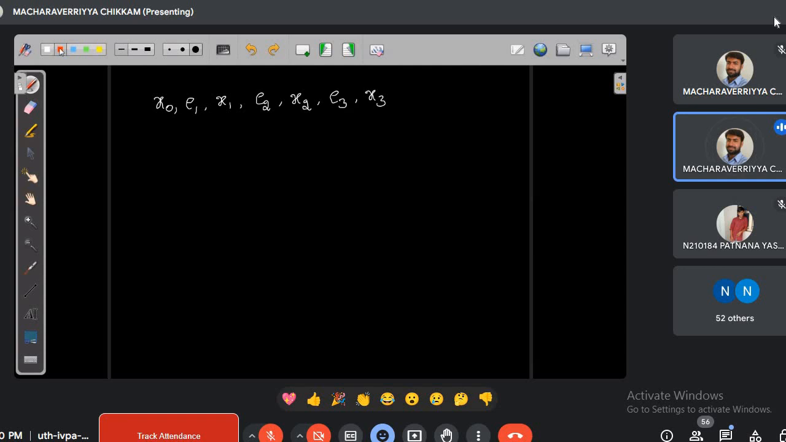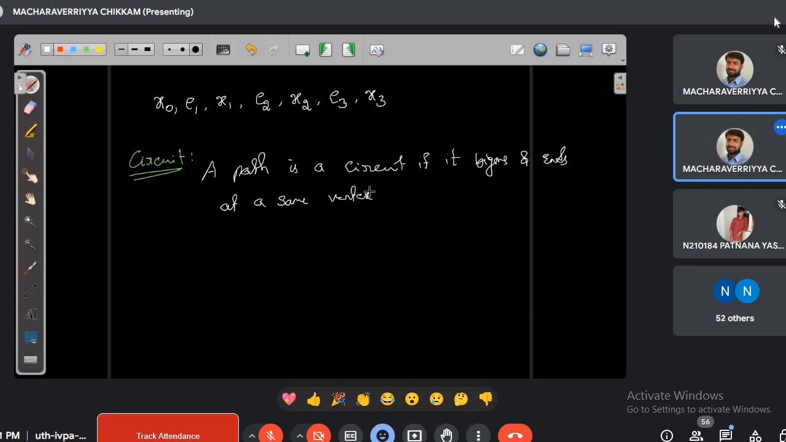Now let us define what a circuit is. A path is a circuit if it begins and ends at the same vertex. If it begins and ends at the same vertex, then we say that the path is a circuit. It means here x0 and xn will be the same.